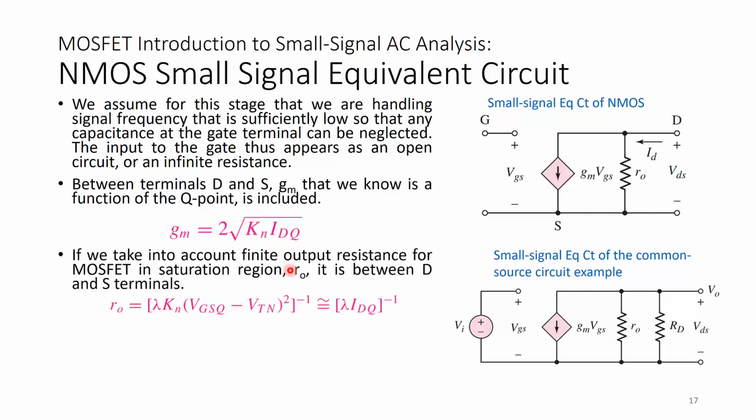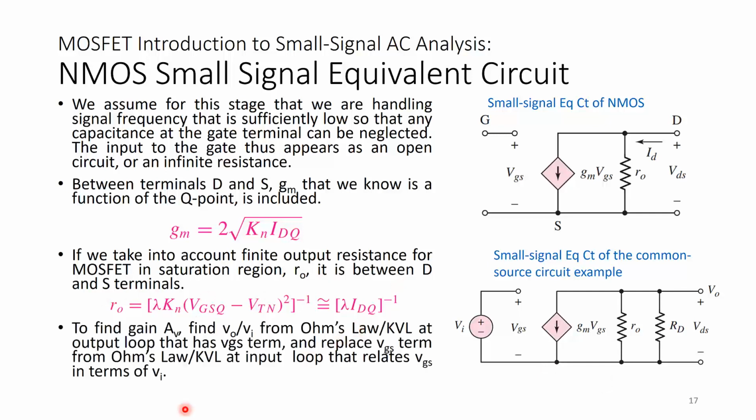And if we take into account finite output resistance for the MOSFET in the saturation region, ro, which if you remember we covered when we did the device and DC analysis, it is between the drain and source terminal. RD came because it was first connected, the other terminal was connected to VDD, but VDD became signal ground, so RD is also connected to ground. So ro can be found by this formula, 1 over lambda IDQ.